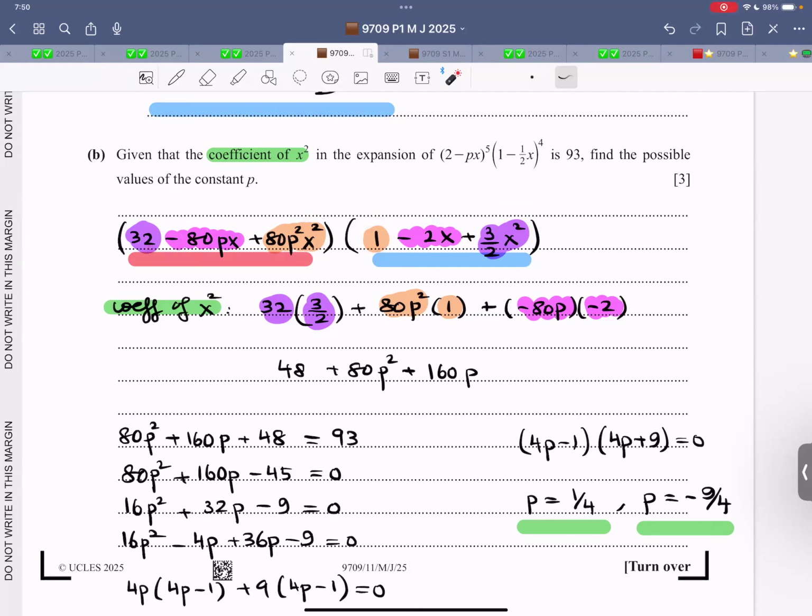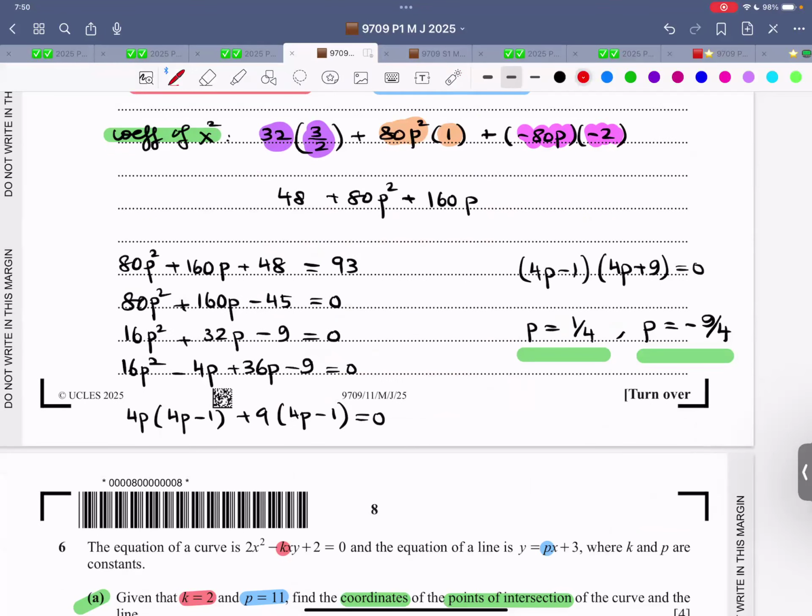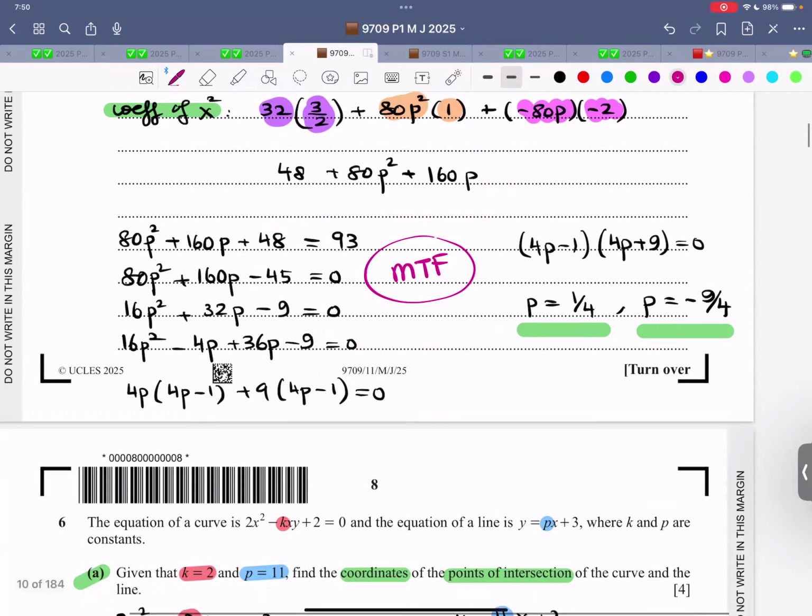So 32 into 3 over 2, 80p squared into 1, this negative 80 into negative 2. Add it all up, simplify, equate it to 93. And once again, what do you see? You see middle term factorization once again, the heart and soul of algebra. And you get two values. They're asking for two possible values.